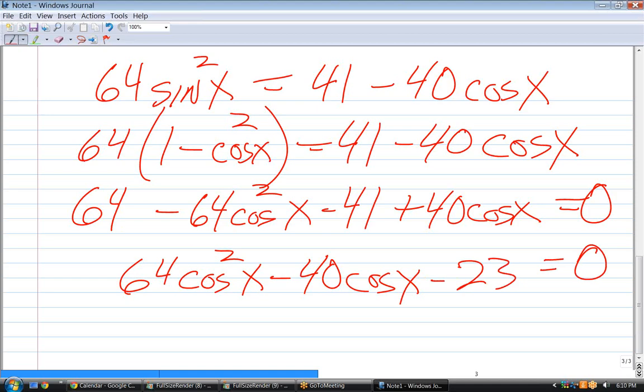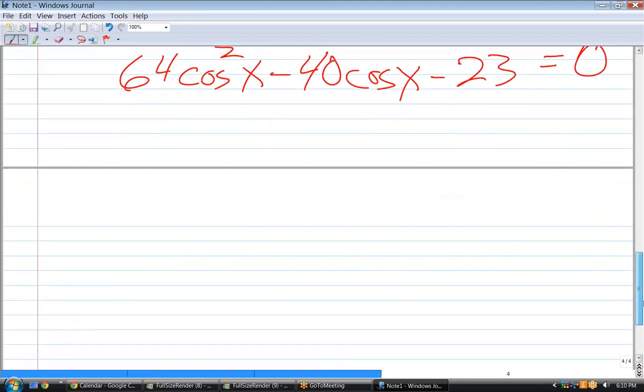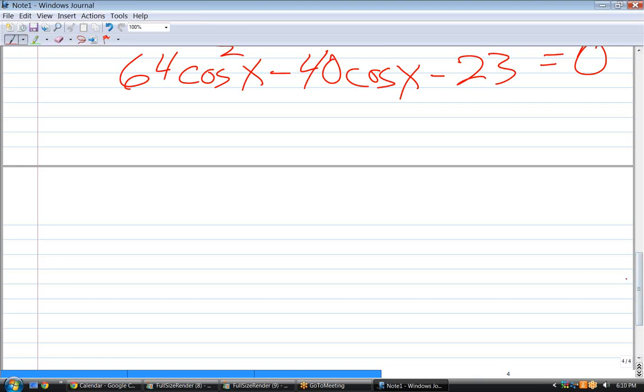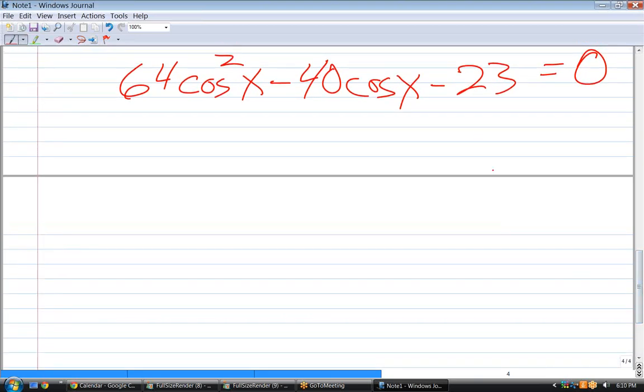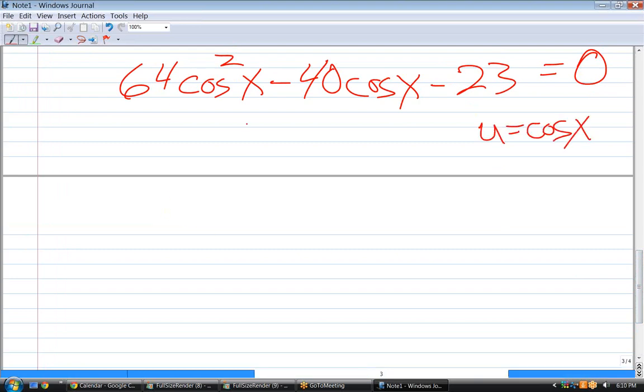Now, you see where this is a quadratic in cosine x? Yes. Okay. If people have difficulty seeing that, I usually show them the method of substitution, where I would let u equal cosine x, which turns this into 64u squared minus 40u minus 23. We would factor it accordingly and then resubstitute when we're done. But as long as you're comfortable working with quadratics, we don't need to do that. Yes, I'm comfortable with it. Okay.